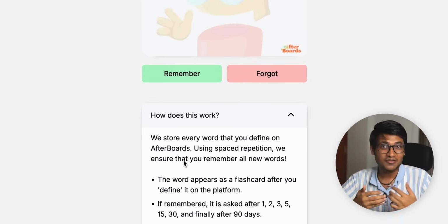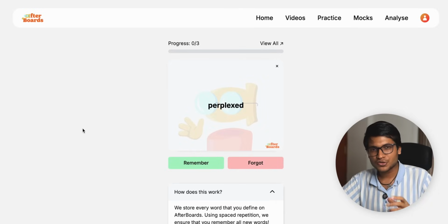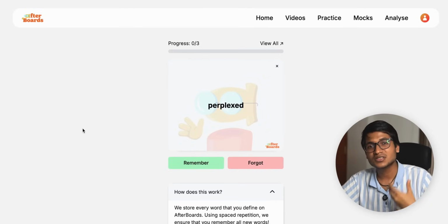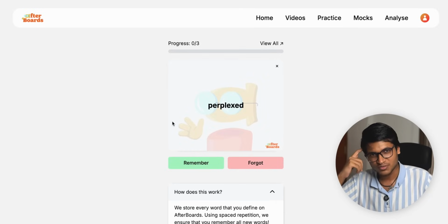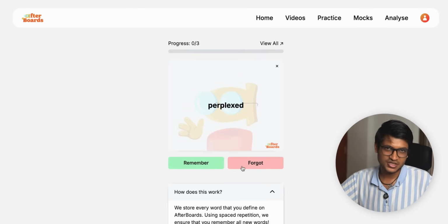And these are with spaced repetition. So the words come every 1, 2, 3, 5, 15, 30, and 90 days. No one is going to remember the word after just looking at it once. You need continuous and constant revision. And that's how our human brain works. And if you know the meaning of this, you can click on remember and forgot, and then the cycle continues.